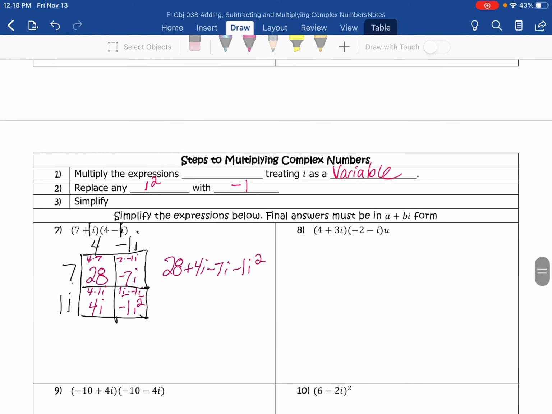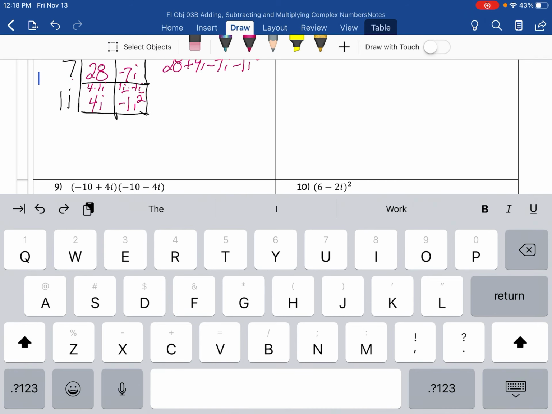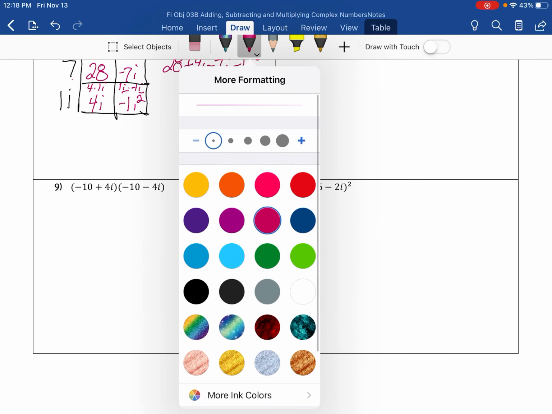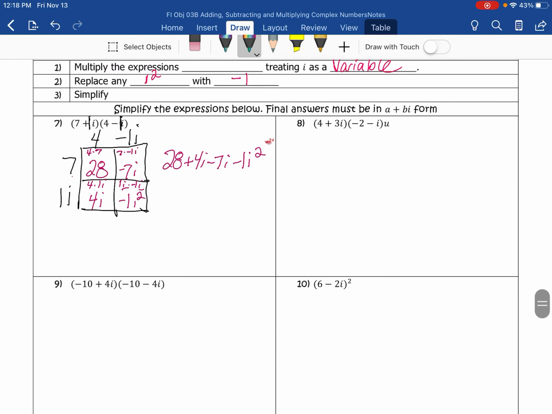Right here, the only difference between this and what you did in algebra is you're going to replace any i squared with negative 1.